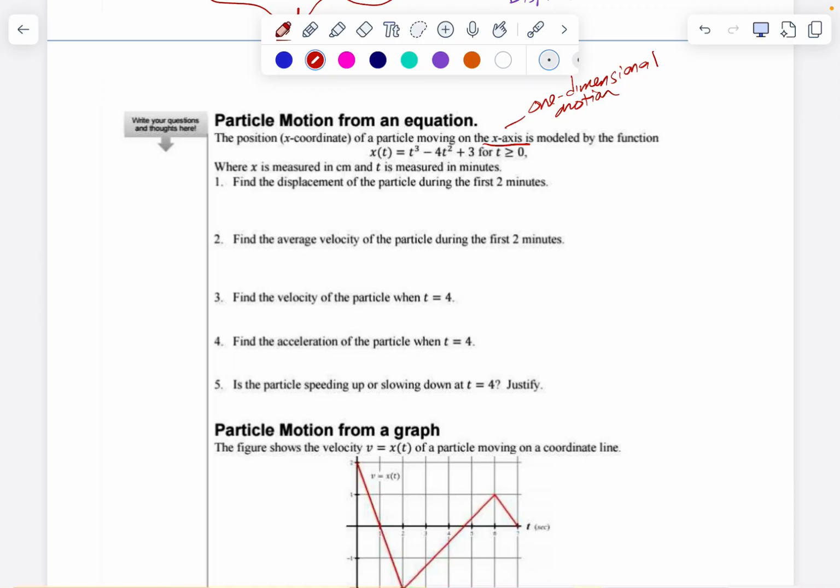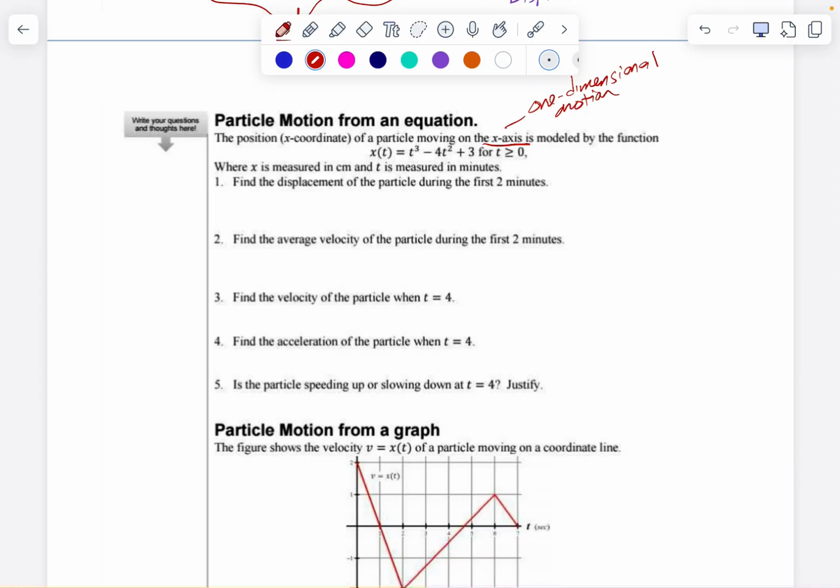I'm serious. Most of the time things are moving in 3 dimensions, right? So this is a very simplified analysis. Okay. Find the displacement of the particle during the first 2 minutes.